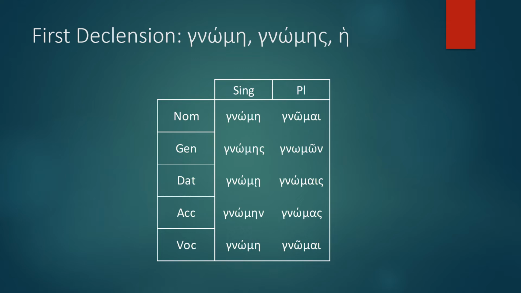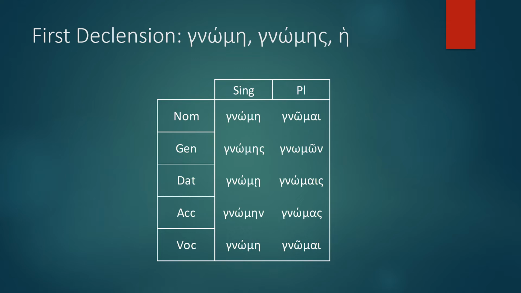Looking at the ultima for gnome, eta is always a long vowel. Eta is long, our ultima is long, so it doesn't matter. Our penult has to have an acute if it has any accent mark, so gnome. Looking at the genitive, well, eta sigma is a long syllable, so again, the genitive singular, like the nominative singular, is a paroxytone, the acute on the second to last syllable.